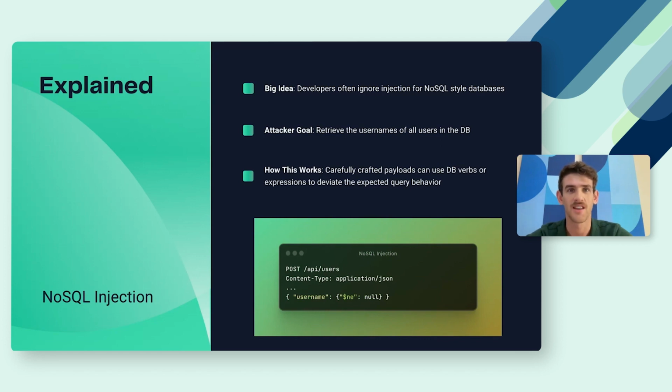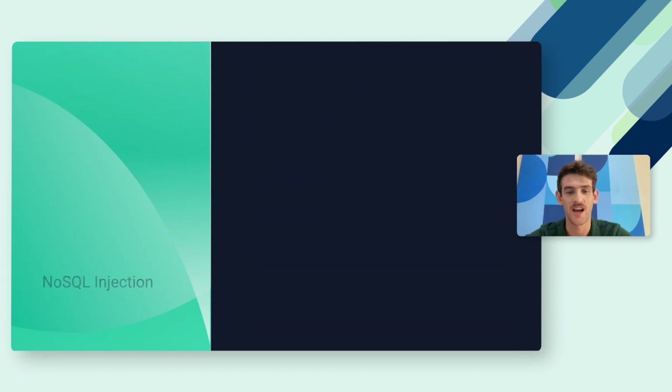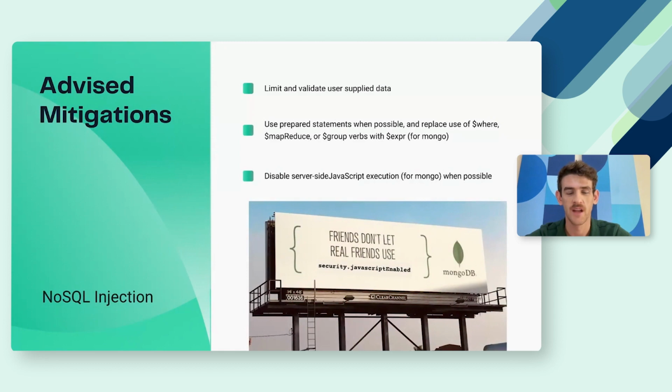So in this example, the attacker is posting to the user's API endpoint with an object instead of a string. Instead of passing in their username, they're passing in an expression where the username is not equal to null, which is then evaluated in the query engine and returns all the users as a response. So some mitigations would include limiting and validating the user-supplied data, which again is a common mitigation strategy; trying to use what would be like a prepared statement in SQL with your chosen NoSQL provider; and disabling server-side JavaScript execution for providers like Mongo when possible.